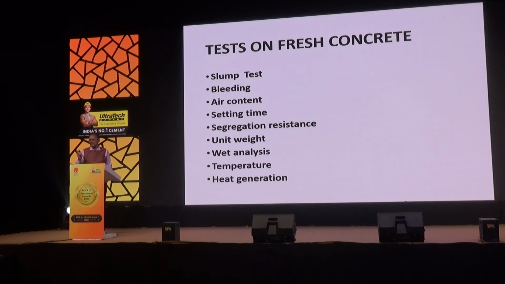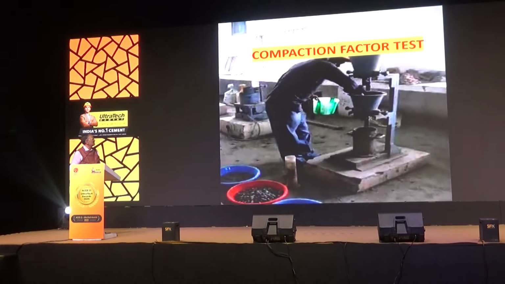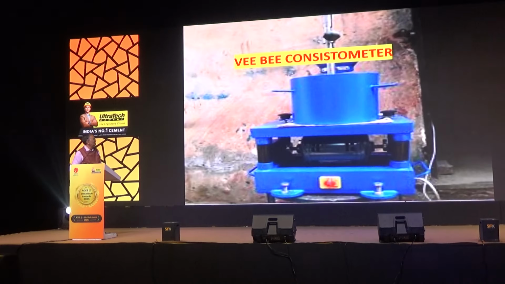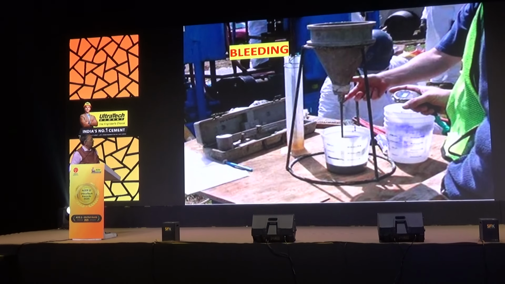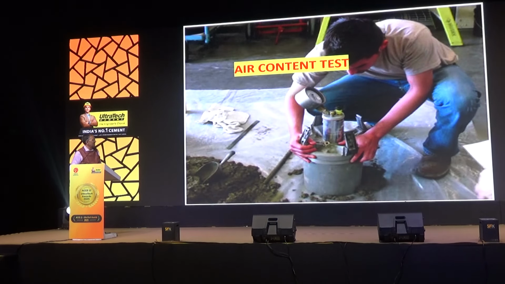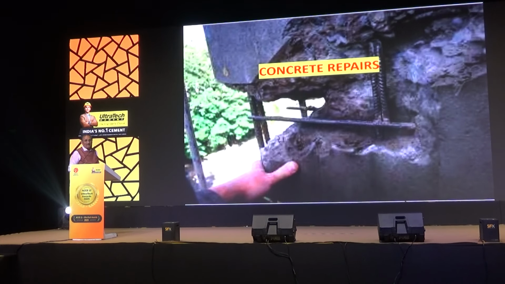If it is RMC, it is taken care of, but still with RMC also we have to do the slump test and the bleeding test on the concrete, air content, setting time, segregation resistance, and unit weight, wet analysis, temperature, heat generation. And this is the slump test, compaction factor test, VB consistometer, bleeding test, air content test, vacuum dewatering concrete, and the concrete repairs.